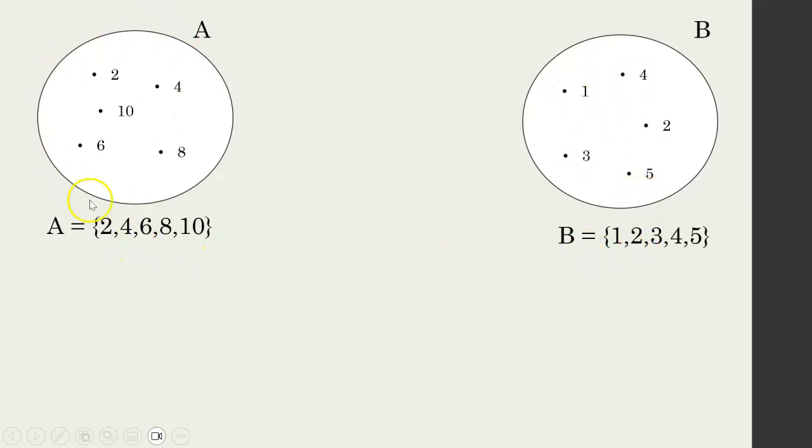So these circles just correspond to the sets: circle A has 2, 4, 6, 8, 10, and circle B has all the elements of set B, which is 1, 2, 3, 4, 5. And I've just placed them randomly. There's no specific way to place the numbers. You can place them wherever you like, as long as they're in the circle.